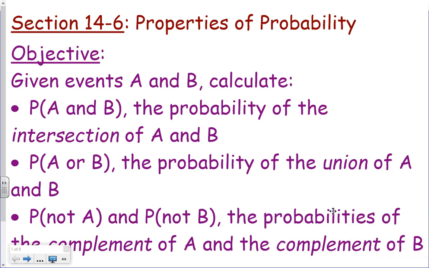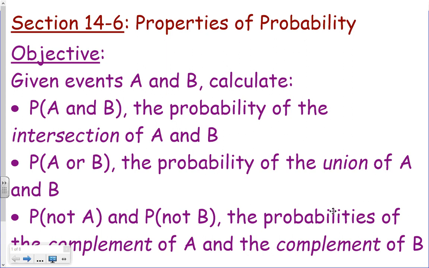All right, open up your book to section 14-6. We're on page 727 in your book, and this is titled Properties of Probability. The objective here is threefold, really.